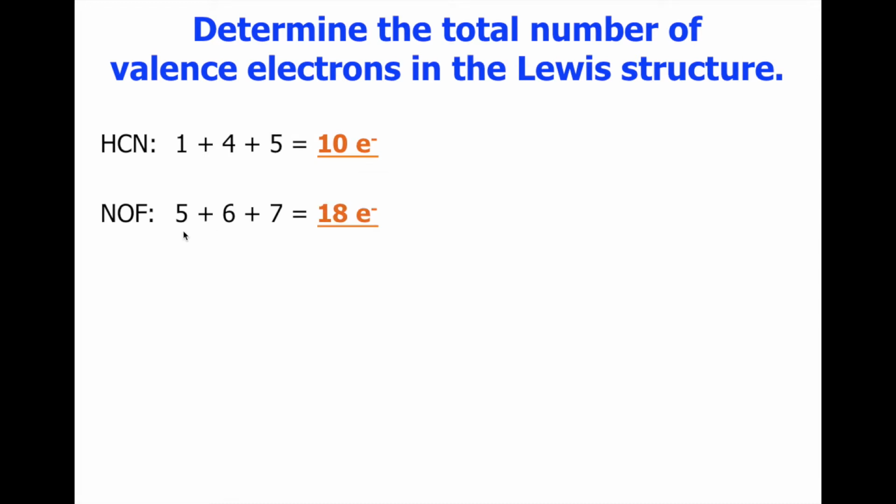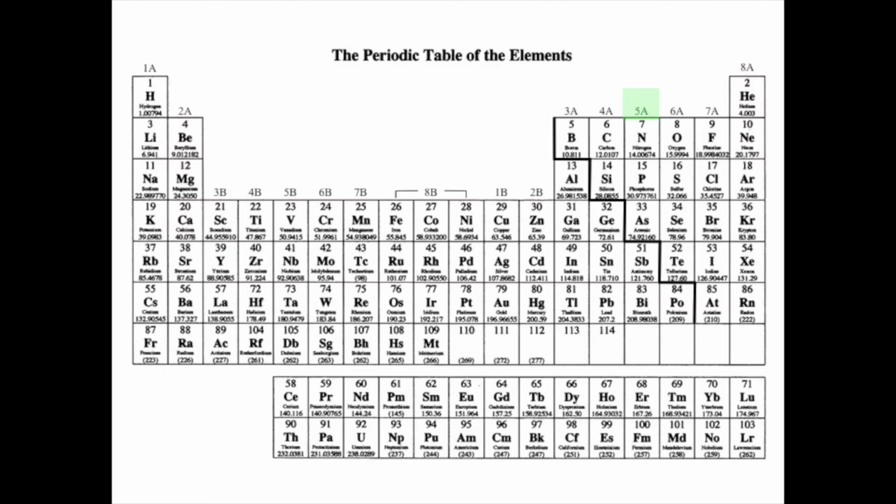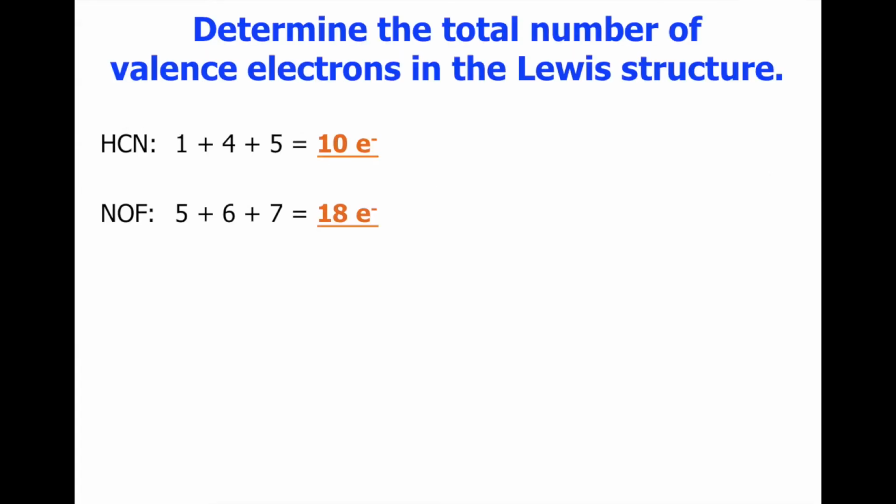For the compound with NOF, nitrogen in group 5A brings 5 valence electrons to the structure. Oxygen is in group 6A and brings 6 valence electrons to the structure. Fluorine is in group 7A and brings 7 valence electrons into the structure for a total of 18 valence electrons in our structure.